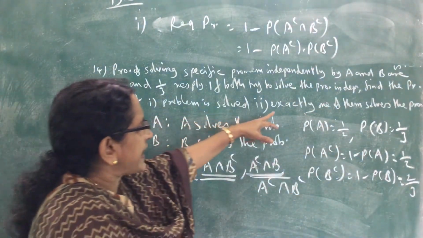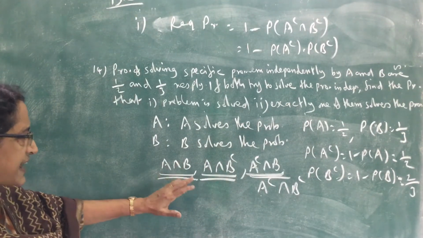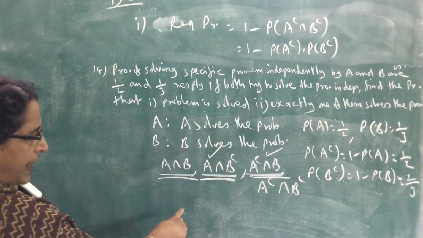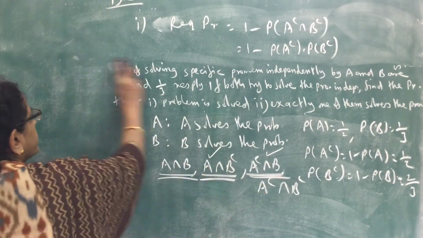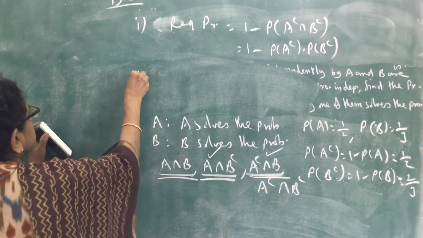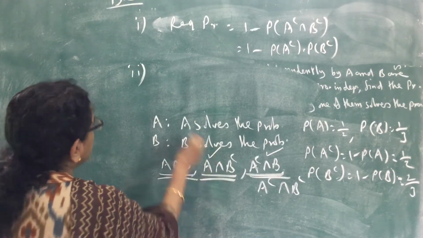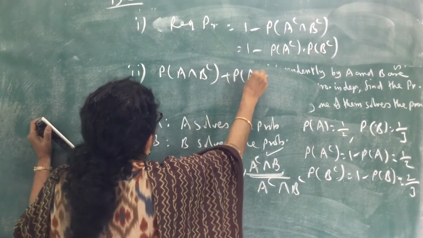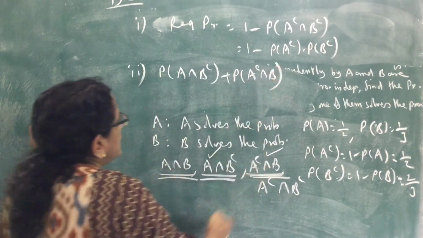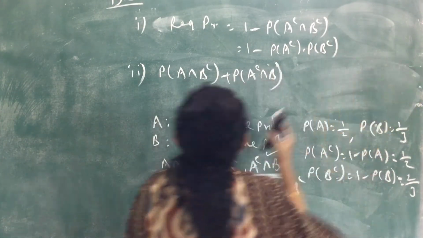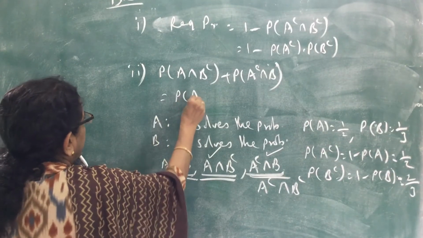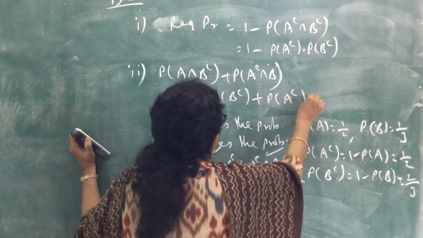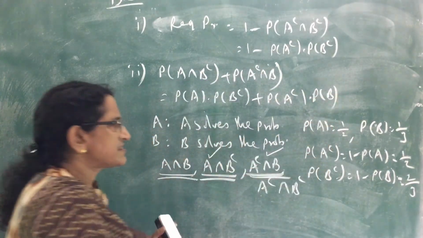Now the second question is exactly one of them solves the problem. Exactly one of them solves the problem means this case and this case. So add the probability of these two. So the required probability is equal to probability of A intersection B complement plus probability of A complement intersection B. So we have to add these two probabilities. So that is equal to probability of A into probability of B complement plus probability of A complement into probability of B. Just simplify and find the answer.